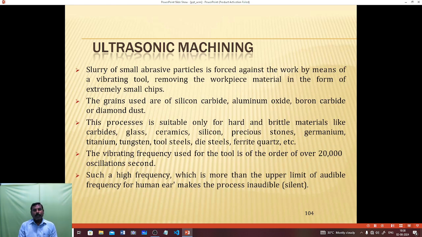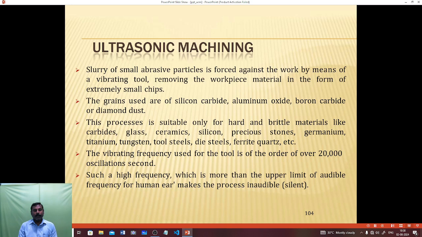Slurry or small abrasive particles is forced against the work by means of the vibrating tool, removing the workpiece metal in the form of extremely small chips. The grains used are silicon carbide and aluminum oxide, then boron carbide or diamond dust. This process is suitable only for hard and brittle materials like carbides, glass, ceramics, silicon, germanium, titanium, tungsten, tool steels and die steels, etc.